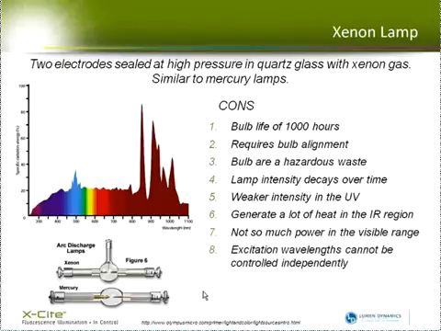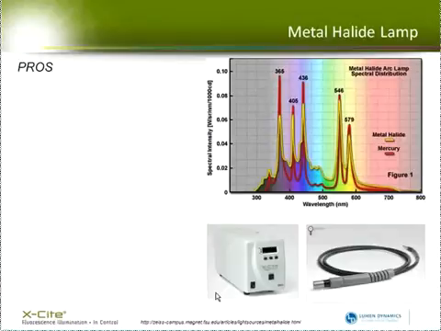And the same as the Mercury lamp, the excitation wavelengths are not controlled independently. You have to use some sort of filter wheel or filter cubes, changing in and out in order to select specific wavelengths for excitation.